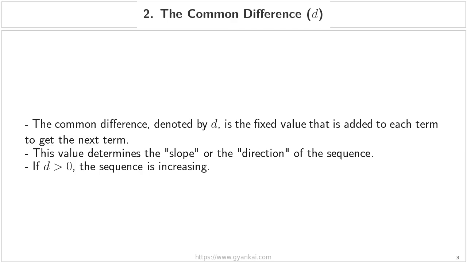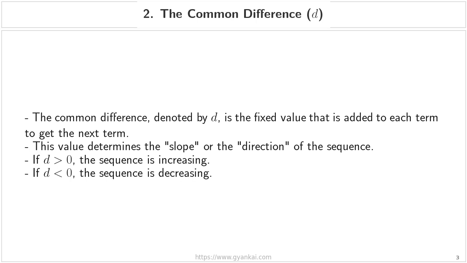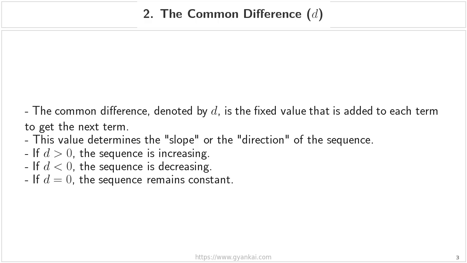First, if D is greater than 0, the sequence is increasing, meaning the numbers will get larger and larger as we progress. On the other hand, if D is less than 0, the sequence is decreasing, so the numbers will steadily drop. And finally, in the rare case where D equals 0, the sequence remains constant, meaning every single term stays exactly the same. In the next slide, we are going to see why we cannot rely on the common difference alone, and why we must pair it with the first term to truly define our progression.